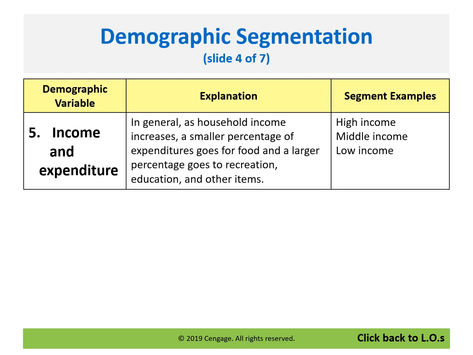The next is income and expenditure. So in general, as household income increases, a smaller percentage of expenditures goes for food and a larger percentage goes to recreation, education, and other items. Segment examples could be high income, middle income, or low income.